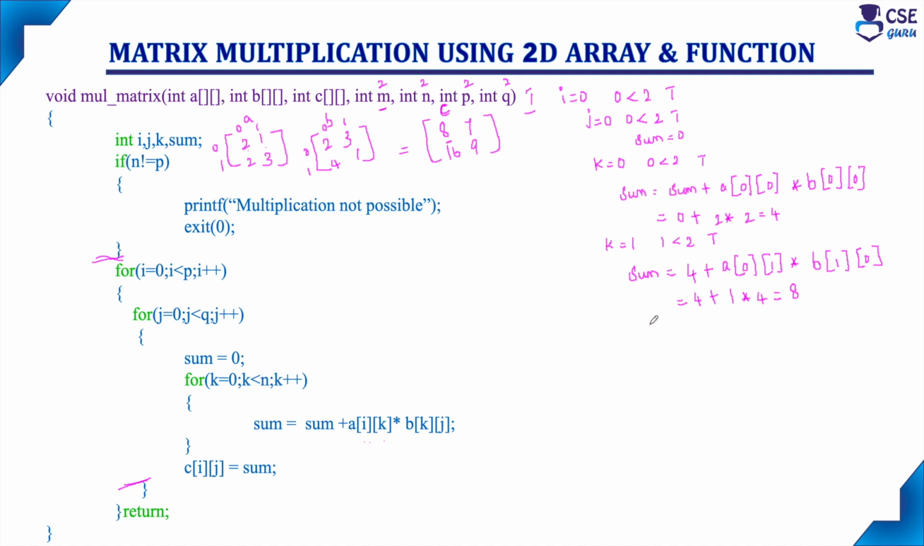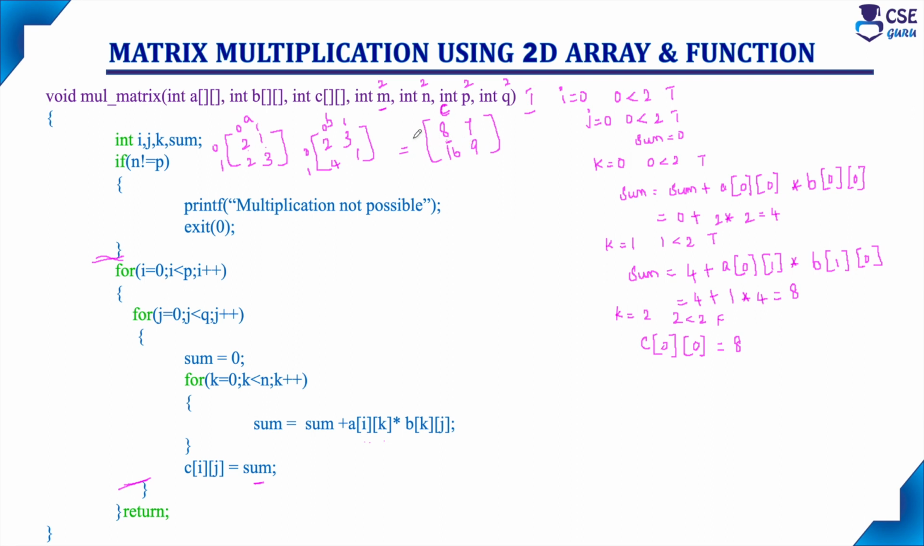Okay. So next iteration, K gets incremented to 2. Check the condition 2 less than 2. Condition fails. Now the kth for loop will terminate. And C of ij is equal to sum. So now I is 0 and j is also 0. Okay. So at C of 0, 0 position, value 8 will be initialized. So now we have found the 0, 0 position of matrix C.